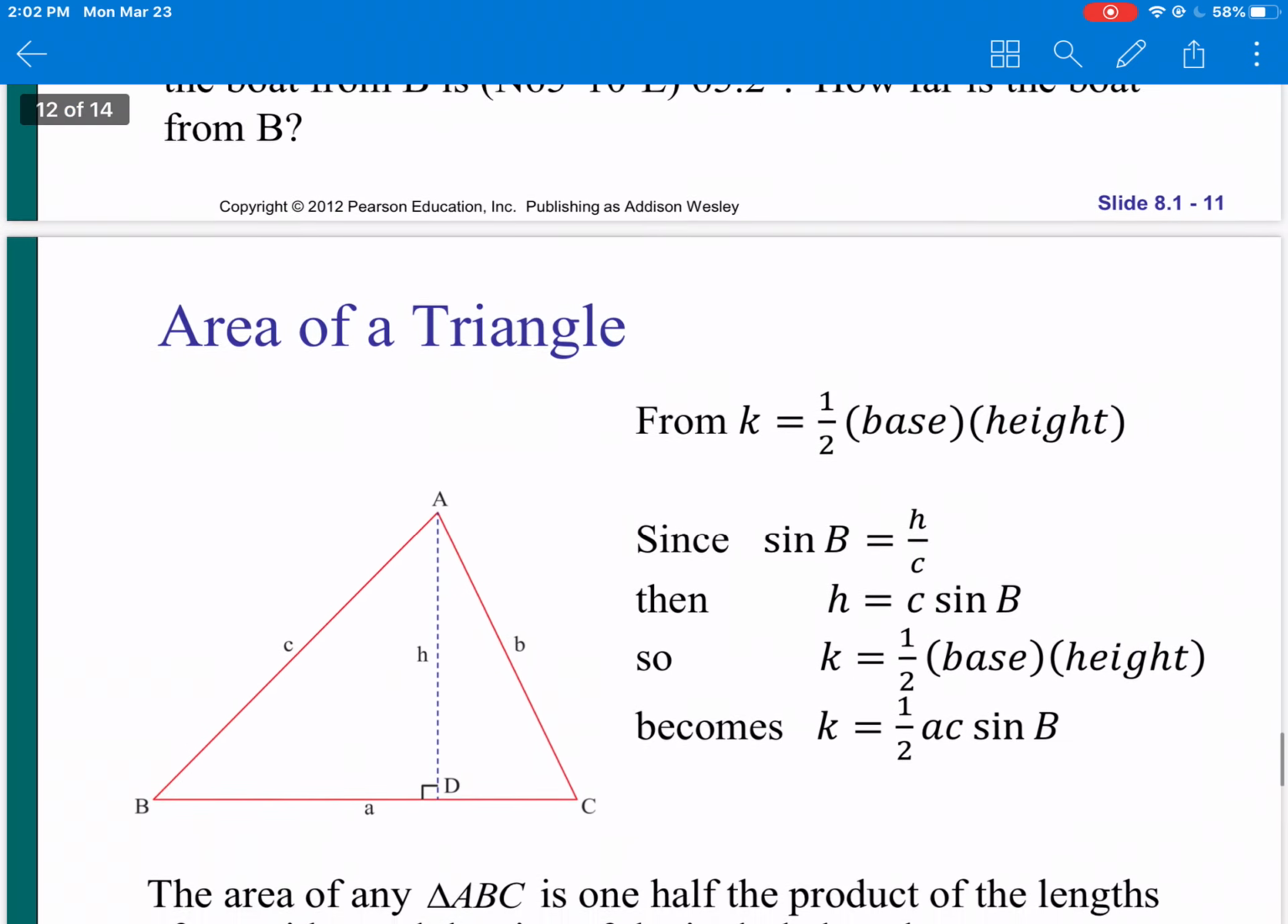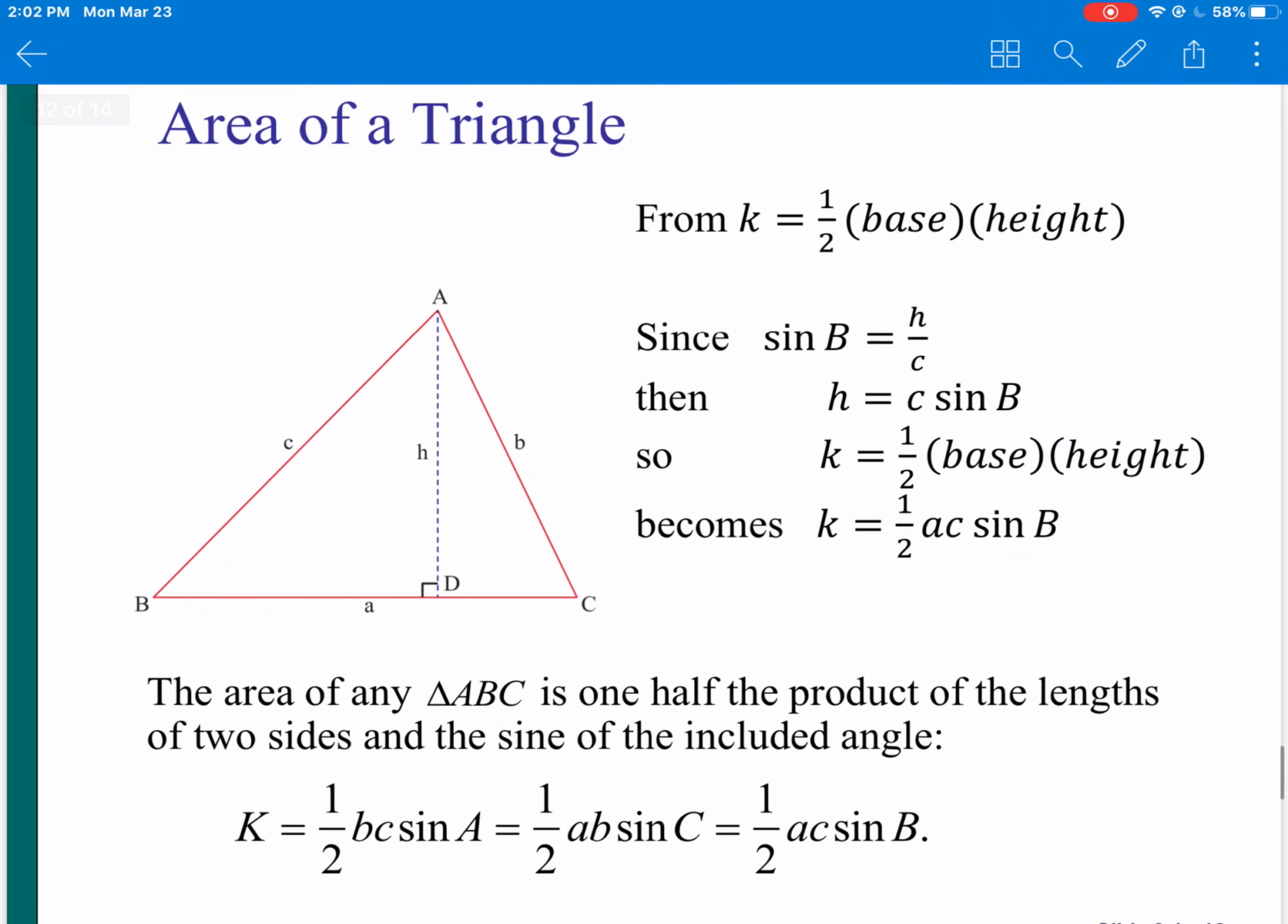Okay. The last little piece of this section, I'm not going to do a whole lot with this. It's another formula. Area of a triangle. You know, you have a formula for finding the area of a triangle that you've probably known from elementary school. Right? The area of a triangle is 1/2 times the base times the height.